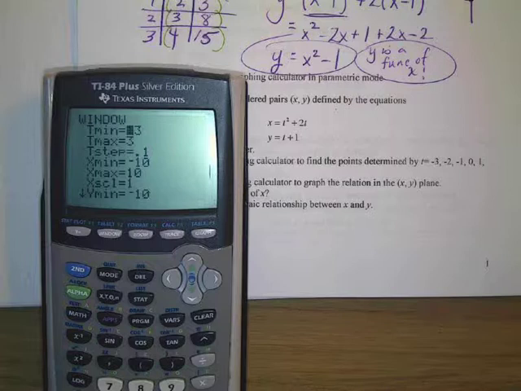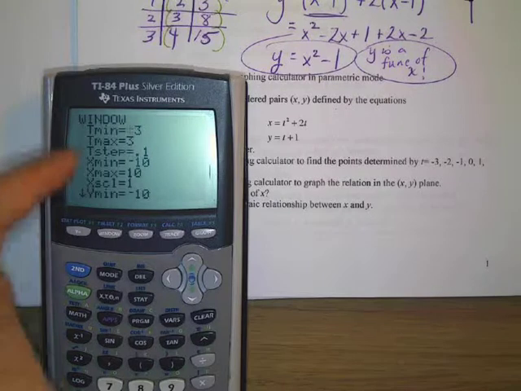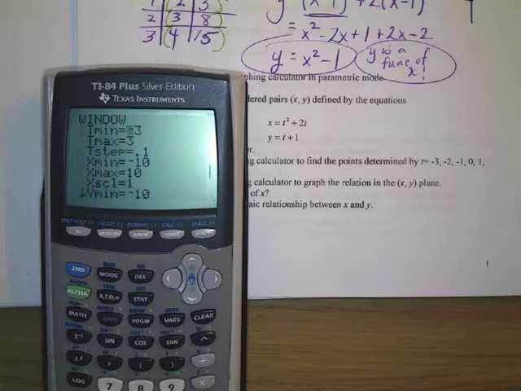Because they asked my t's to be from -3 to 3. Leave your t step as 0.1. I'm going to show you what the t step does here in a minute. So we should change it to 0.1 if it's possible. Yes, please. 0.1 should be fine.